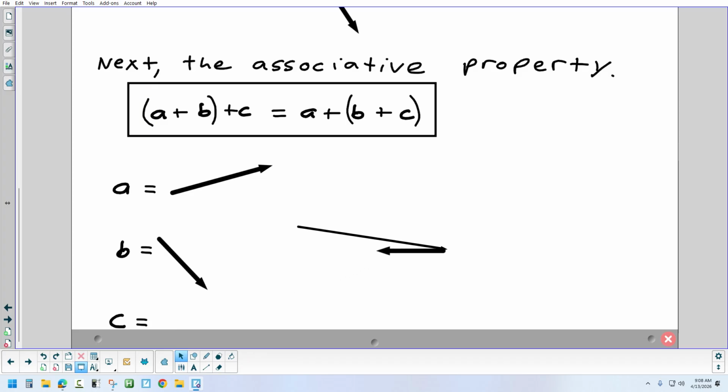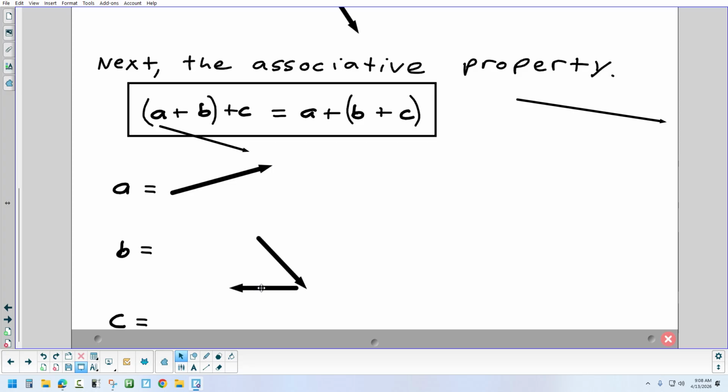And now connect the beginning to the end. Okay, so that should be A plus B plus C. Put that back there. Okay, any question how I got the first one? Okay, so let's do the same thing on the other side, but we're going to start with B, and we're going to put C on the end.